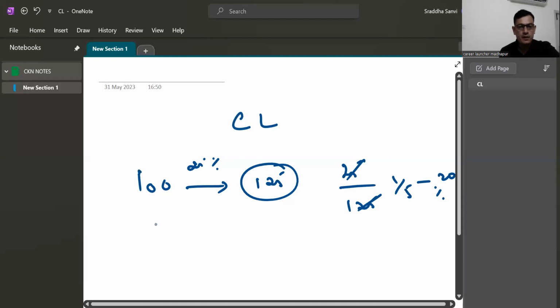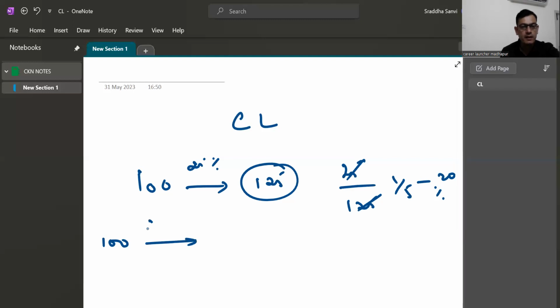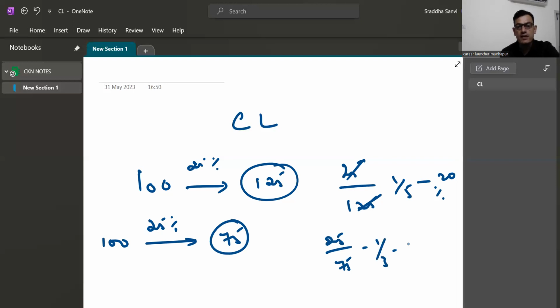Okay. For example, I have a number 100. This number 100 is decreased by 25%. The new number will be 75. I would like to bring 75 back to 100. Then I have to increase the number by 25 upon 75. The fraction will be 1/3. Then the percentage will be 33.33%.